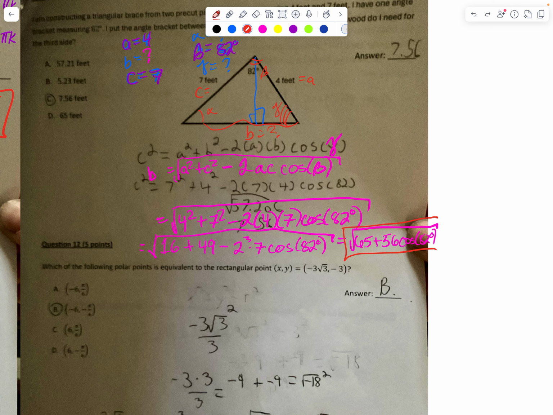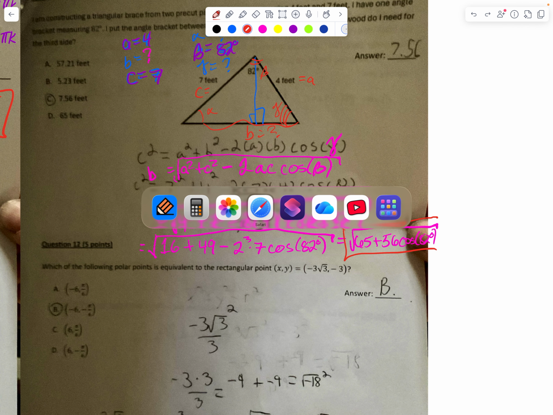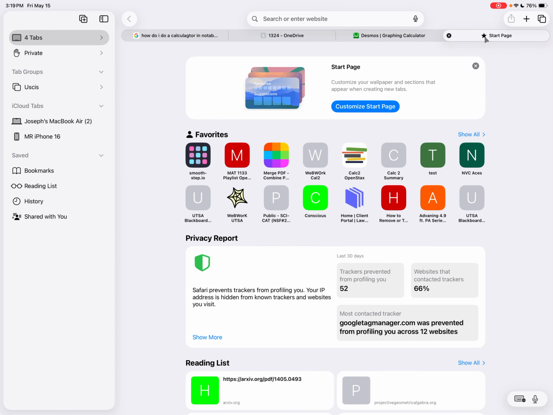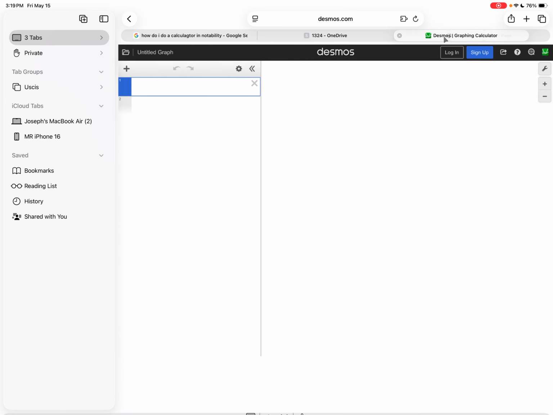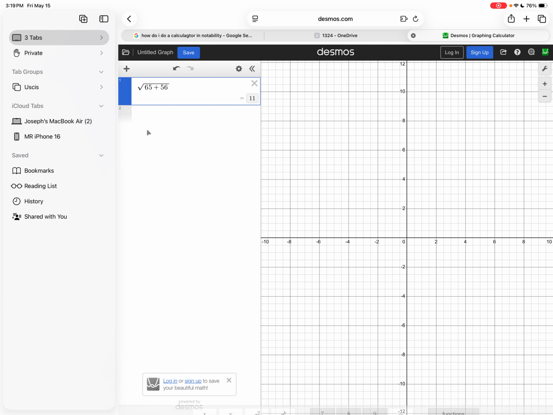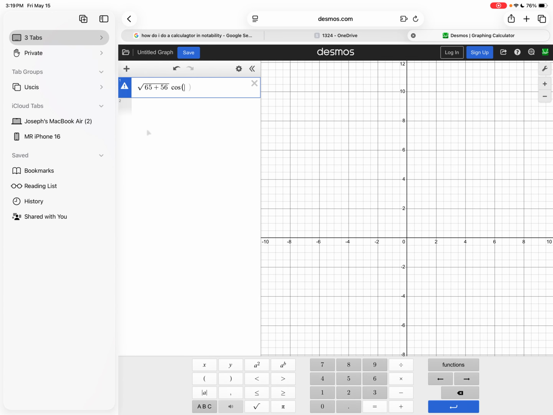What's not any of those? Okay. Fine. Let's try something else. Oh wait, we have Desmos right there. Alright. 65 plus 56 times cosine of 82. What?